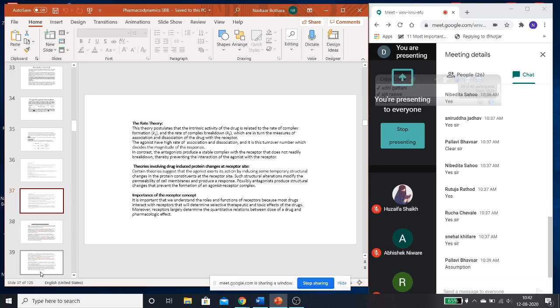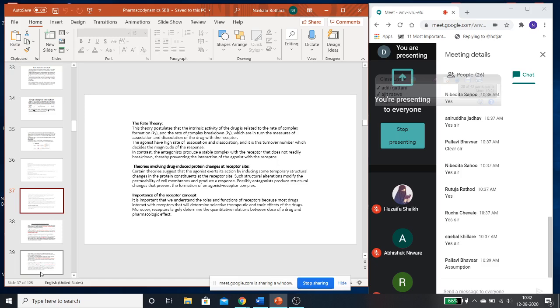While antagonists produce a stable complex. We shall see different kinds of antagonists, but the complex with the receptor does not allow the agonist to bind, and therefore it slows down the association of agonist and receptor. The association between agonist and receptor is reduced because of the antagonist, and if the association is reduced, then the drug receptor complex formation is reduced, and if the drug receptor complex formation is reduced, the response is reduced. So this is how the rate theory works.